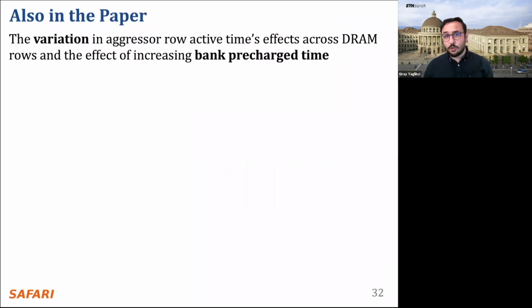In the paper, we also investigate the variation in aggressor row active time's effects across different rows and the effect of increase in bank precharge time. We make three observations from this analysis.